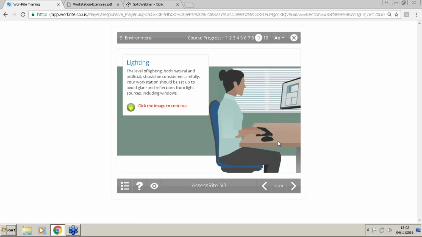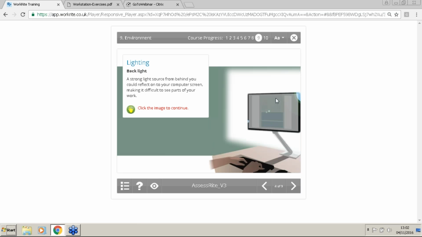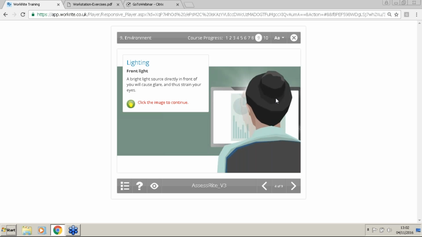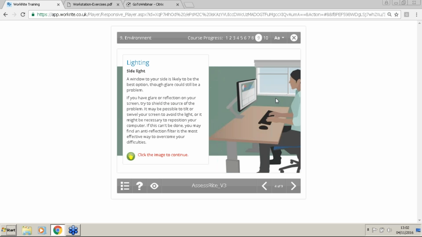Your workstation should be set up to avoid glare and reflections from light sources, including windows. Backlight, a strong source of light behind you, could reflect onto your computer screen, making it difficult. A bright light source directly in front of you will cause glare and strain your eyes. Side light. A window to your side is likely to be the best option, although glare could still be possible.